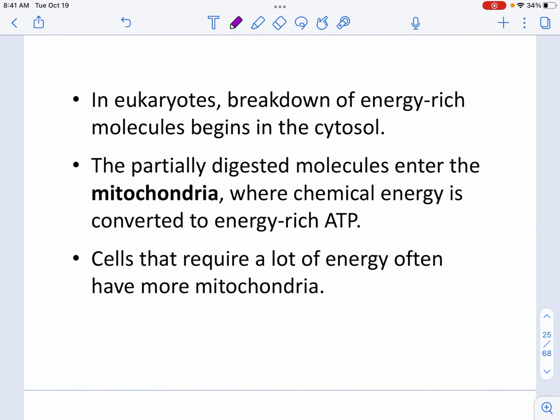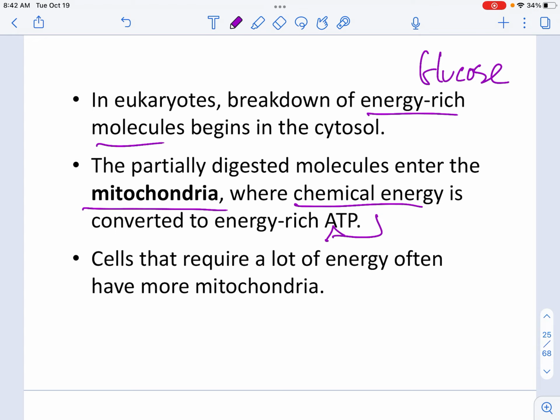So in eukaryotes, breakdown of energy-rich molecules begins in the cytosol. The partially digested molecules, again energy-rich, let's just think glucose for a second, enter the mitochondria. And everyone remembers the mitochondria. It's the powerhouse of the cell, right? We're converting chemical energy into ATP energy. Again, energy can't be created nor destroyed, so we're just converting it from one form into another.